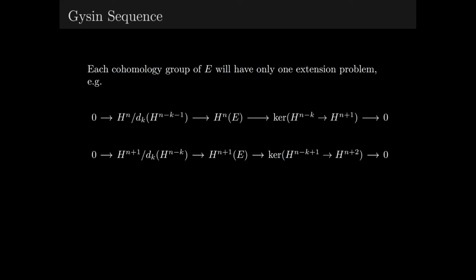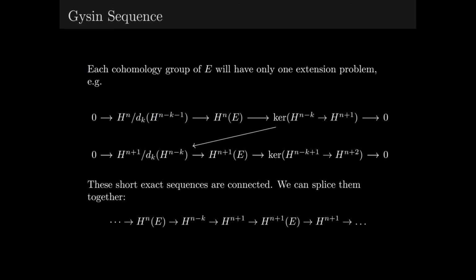These short exact sequences are actually related to each other. It's a basic fact in homological algebra that if you have 2 short exact sequences, one ending in the kernel of a map and the other beginning in the cokernel of the same map, then you can splice the sequences together. Hence we obtain the Gysin sequence. Notice that we didn't have to evaluate any of the differentials in our spectral sequence. All that mattered was that we had convenient extension problems on the infinity page.